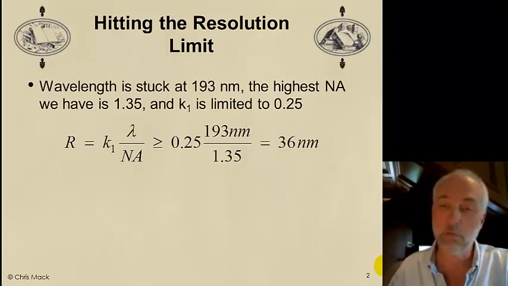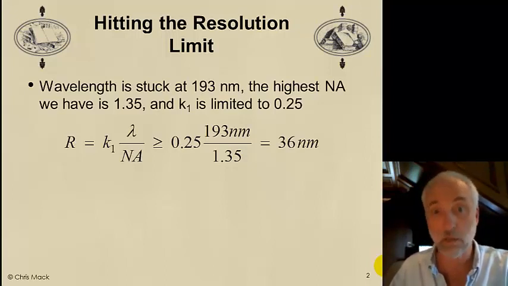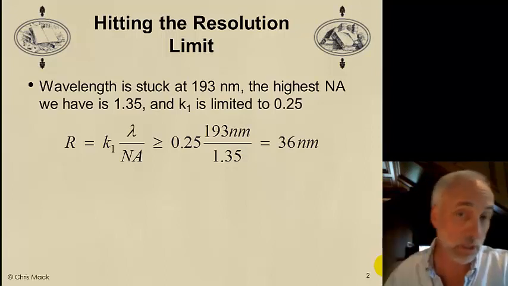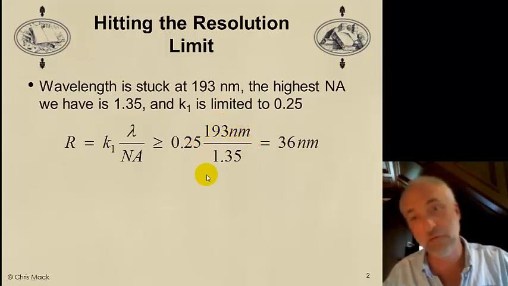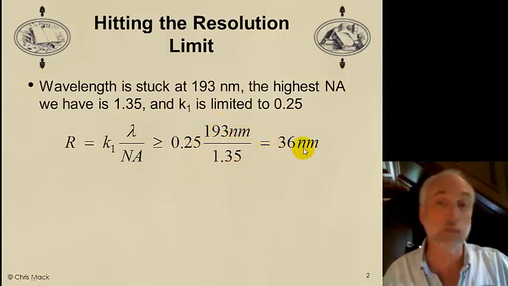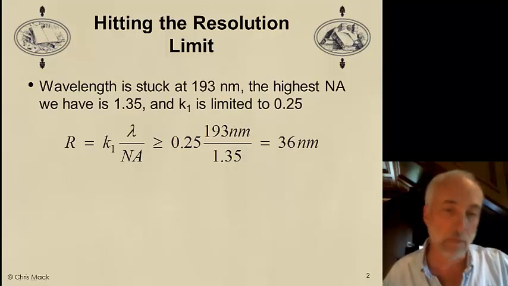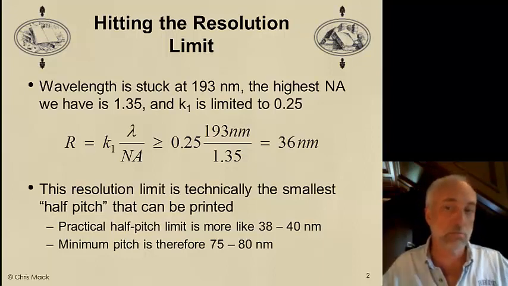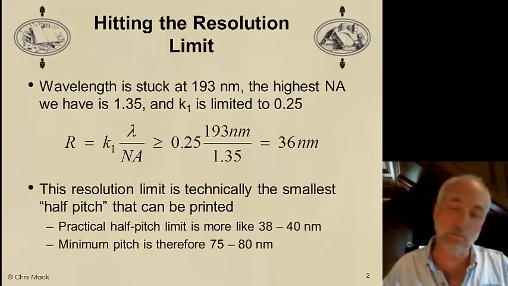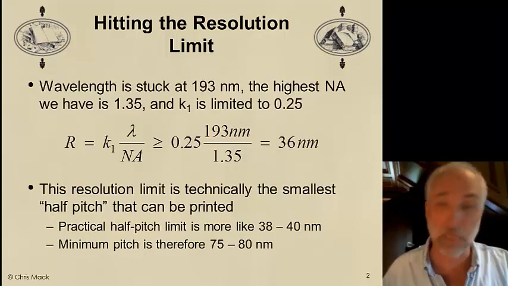And for dense patterns of lines and spaces, the value of K1 in our LELE resolution equation has a hard cutoff of 0.25. As a result, the resolution given by this equation is 0.25 times 193 nanometers divided by 1.35, which is 36 nanometers. This is the minimum half pitch that can be printed. That means the pitch is 72. But in reality, it's virtually impossible to achieve that minimum.